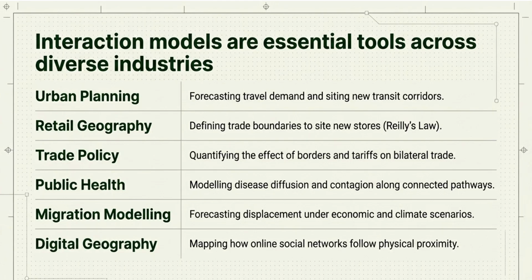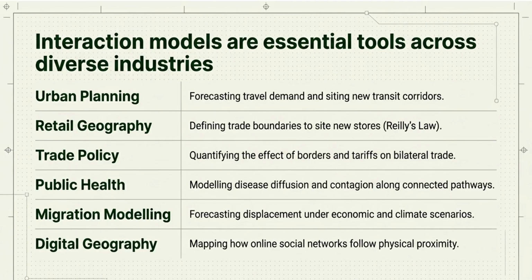So interaction models are essential tools across diverse industries. This model is very, very crucial. Let me tell you something. Forecasting travel demand and siting new transit corridors: you can forecast where people are going from this area. By the time you see an influx of people traveling from Akure along a corridor, you can go and site a new garage there.